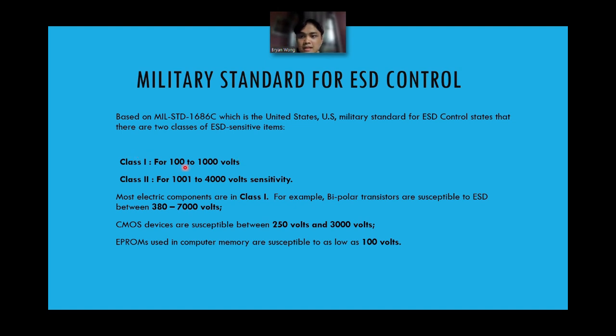Class 1 is 100 to 1000 volts. Class 2 is 1001 to 4000 volts of sensitivity. Most electronic components are in class 1. For example, bipolar transistors are susceptible to ESD between 380 to 7000 volts. CMOS devices are susceptible between 250 volts and 3000 volts. EPROMs used in computer memory are susceptible to as low as 100 volts. So this is the military standard for ESD control.